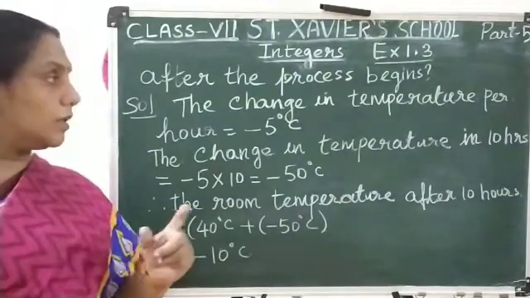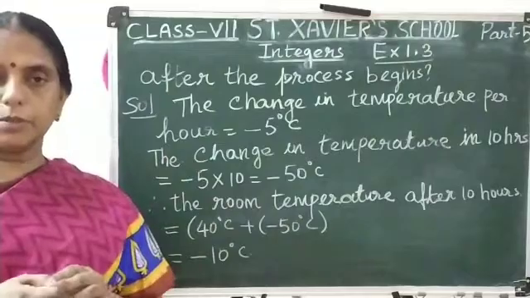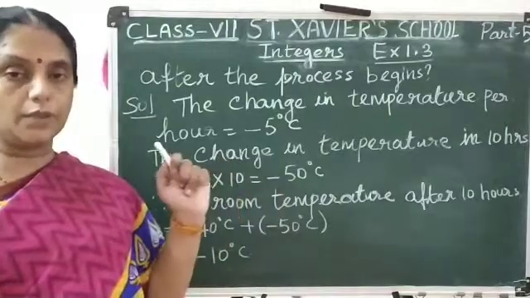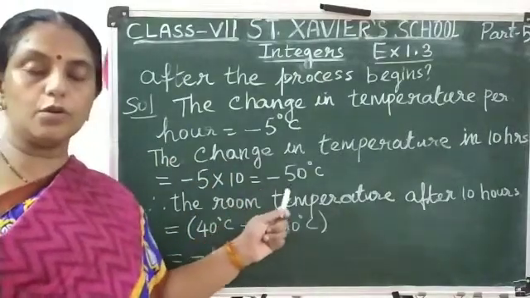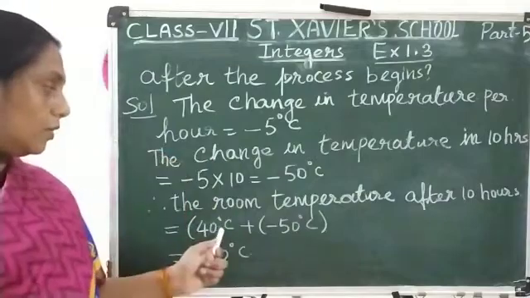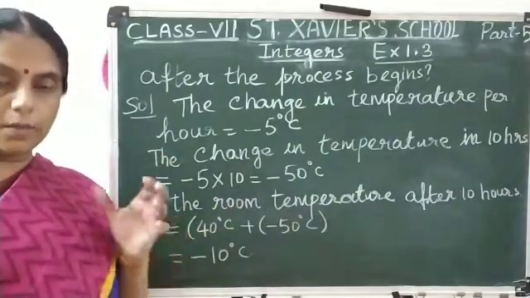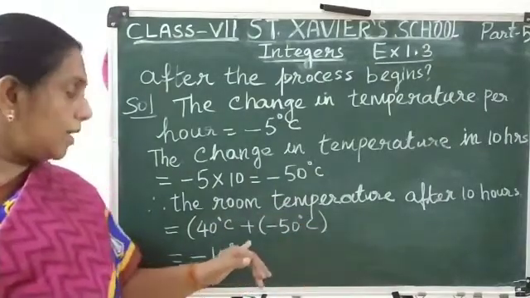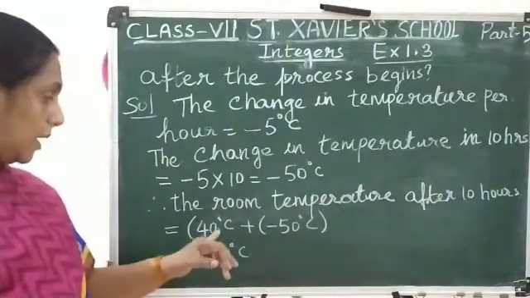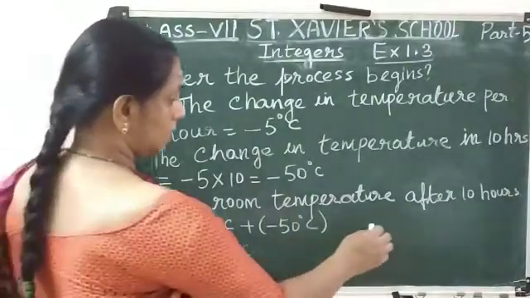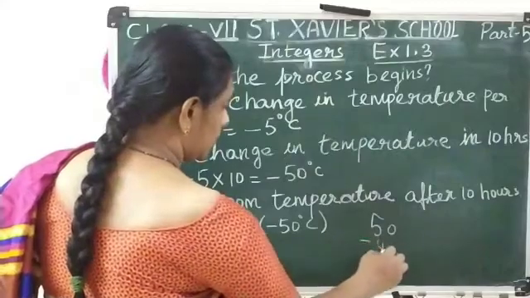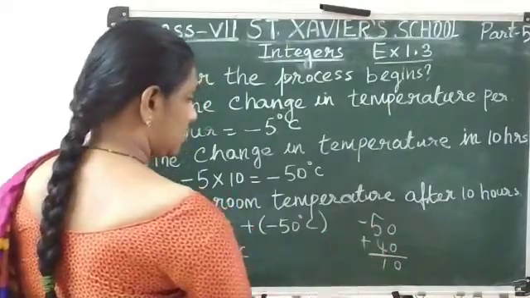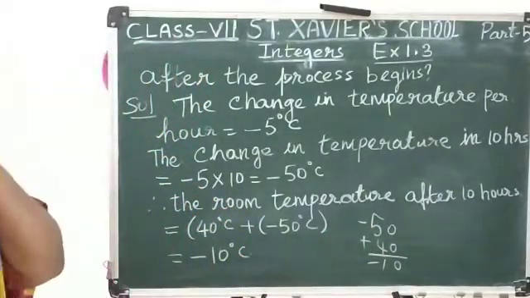So the change in temperature per hour is given as minus 5 degrees Celsius. So the change in temperature in 10 hours will become minus 5 into 10 equal to minus 50 degrees Celsius. Therefore, the room temperature after 10 hours, in the beginning it was 40 degrees Celsius plus of minus 50 degrees Celsius. Plus and minus will become minus. So 50 minus 40, it will become minus 10 degrees Celsius. So which one is greater, minus or plus? So it will be minus 10 degrees Celsius.